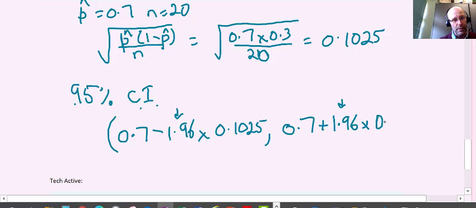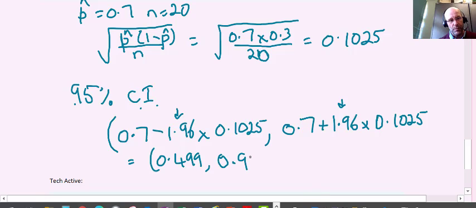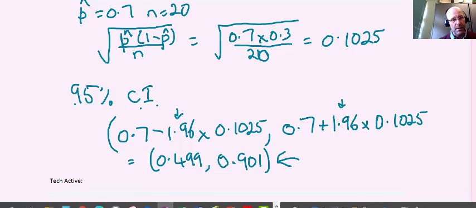And times by 0.1025. Okay, so the interval itself is 0.499 to 0.901. And remember, in the next video we're going to interpret what this means, but this video is about being able to calculate it. Now, we've already explained what a confidence interval is, but there's another video to interpret the results coming your way.